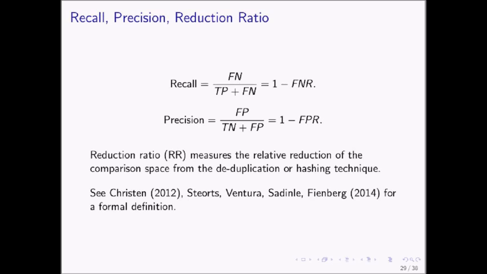Then we come to the reduction ratio. The reduction ratio measures the relative reduction in the comparison space from some sort of blocking method. It could be a deduplication, indexing, or hashing technique. Suppose the total number of comparisons that I have when I start is a billion. Well, what's the reduction that I move down to from using this indexing technique?